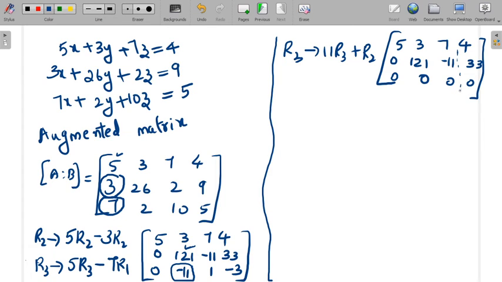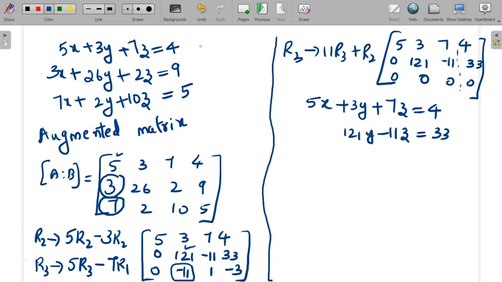So now you can see there were three equations, but after reduction the last row was completely 0. And if you rewrite the system, you will be getting just two equations, that is 5x plus 3y plus 7z equal to 4 and 121y minus 11z equal to 33. So even though there were three equations, effectively there are only two equations. That is what it suggests.